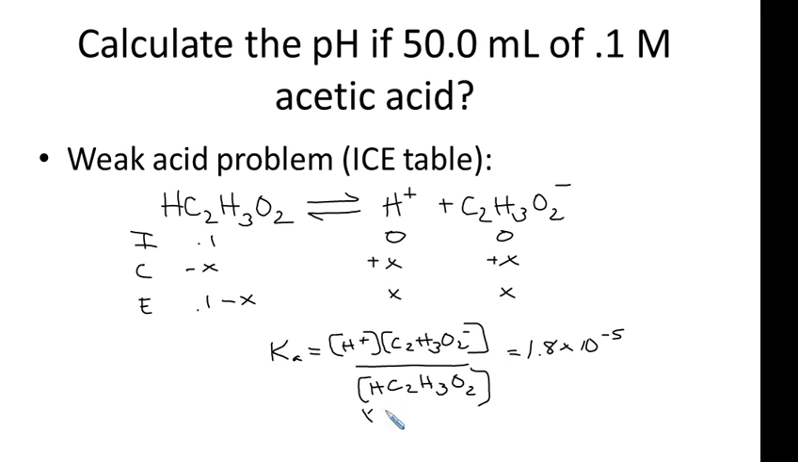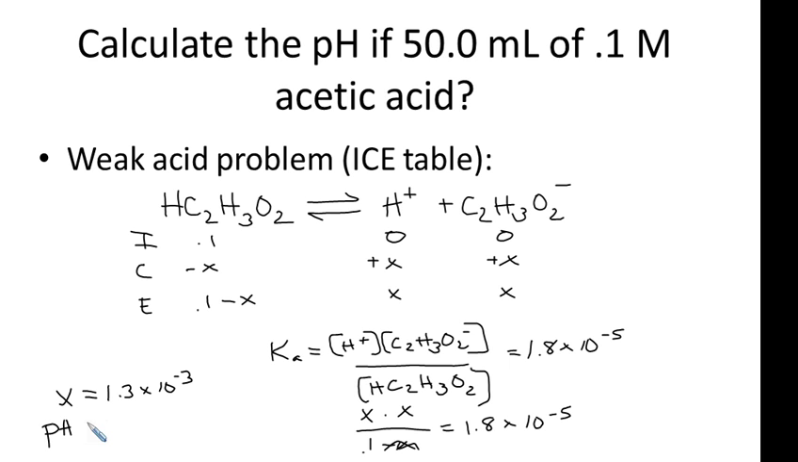I'll plug in my values, x times x, or x squared, over 0.1 minus x. Because this is just a weak acid by itself, we are going to assume that this x does not have a significant effect. And so when I solve, x will be equal to 1.3 times 10 to the negative third. Don't forget that you do want to check that 5% rule and divide it by your initial amount, your 0.1. You'll find out that it's not going to have an effect, but you just don't ever want to forget to be thinking about that.